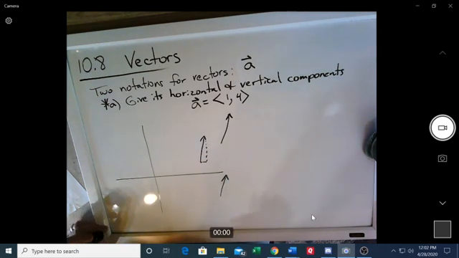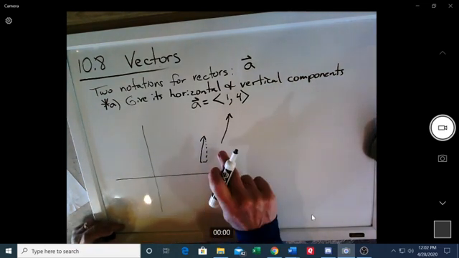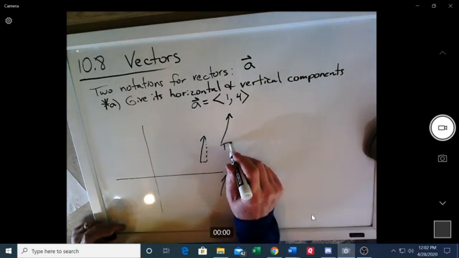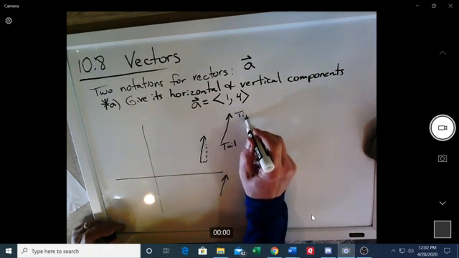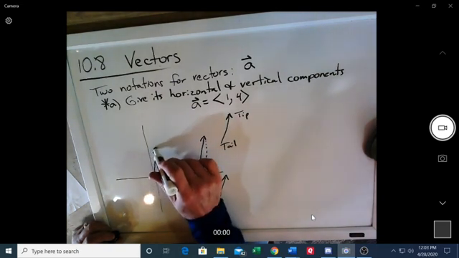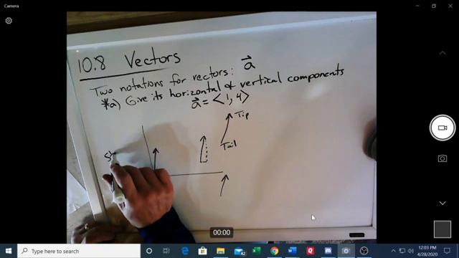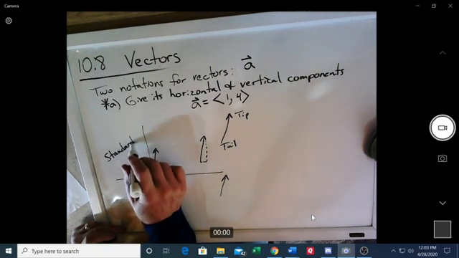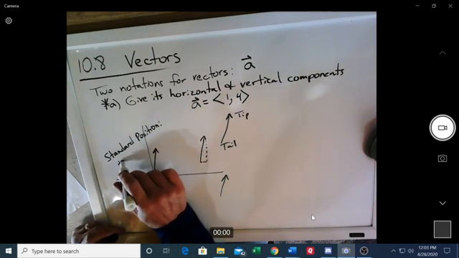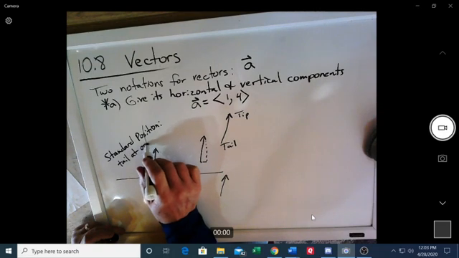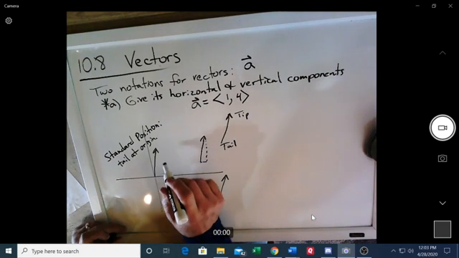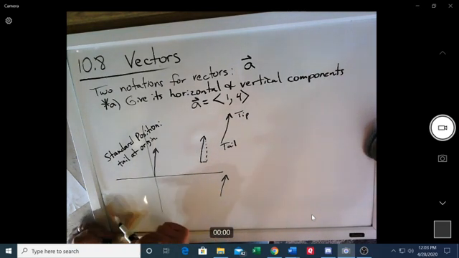It's all the same. But when you put it so that its tail, this is the tail of the vector, and this is called the tip of the vector, when you put its tail at the origin, it's called standard position. Standard position of a vector is tail at the origin. And then, so this might be the vector 1, 4.